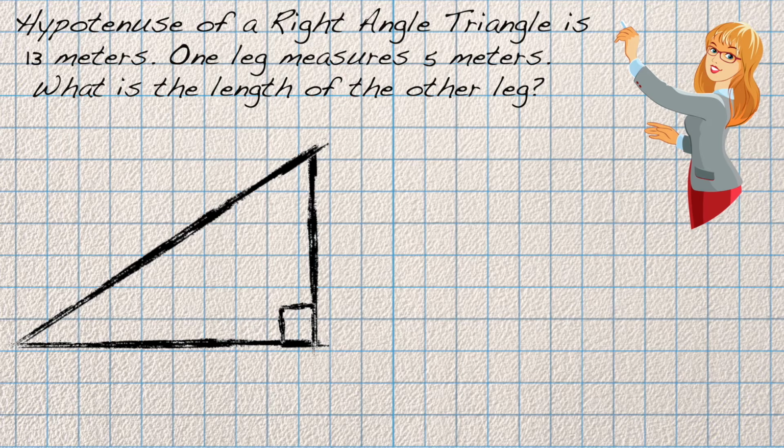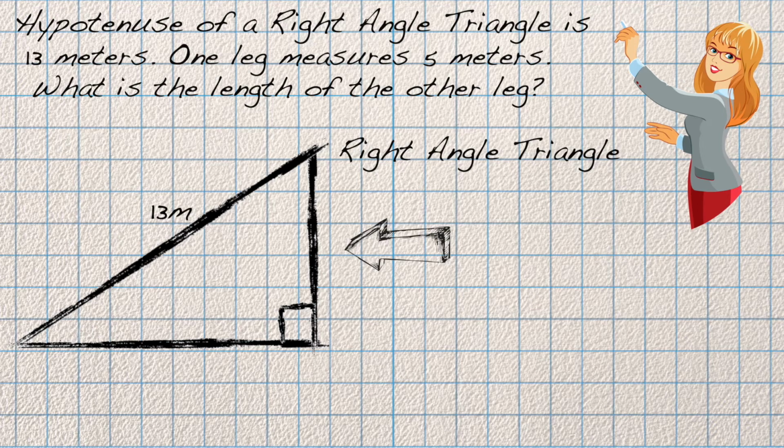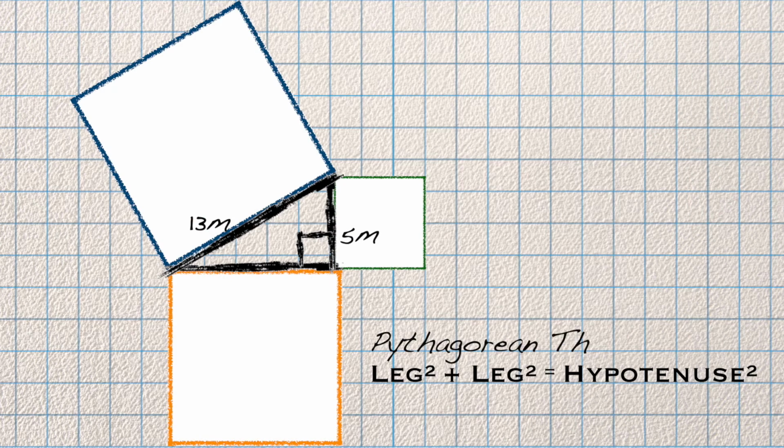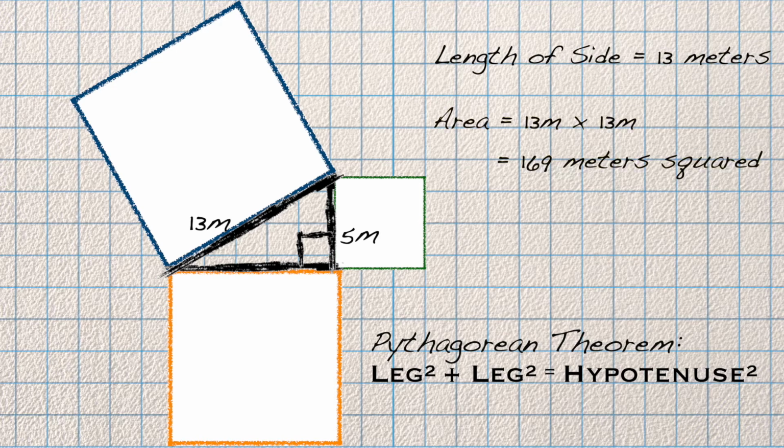Here's our right-angled triangle. We know that the hypotenuse is 13 meters and one leg, let's take this one, is 5 meters. So how can we find the other leg? Let's start by drawing our squares and finding their areas. This square has a side length of 13 meters. So the area of the square is 13 times 13, which is 169 meters squared.